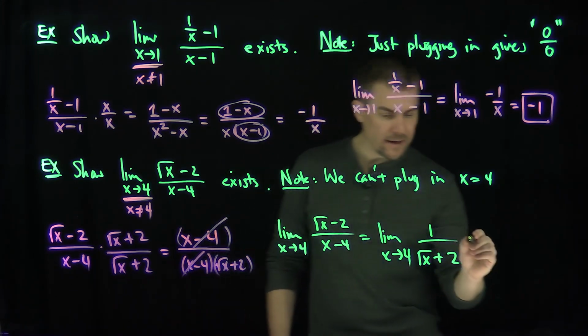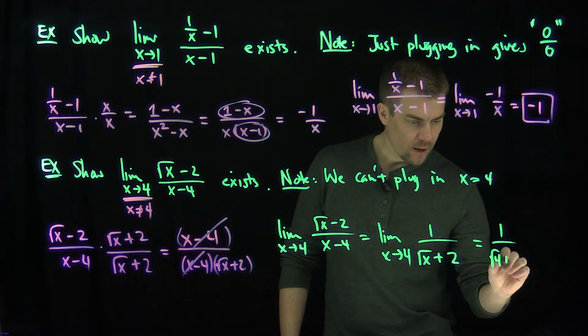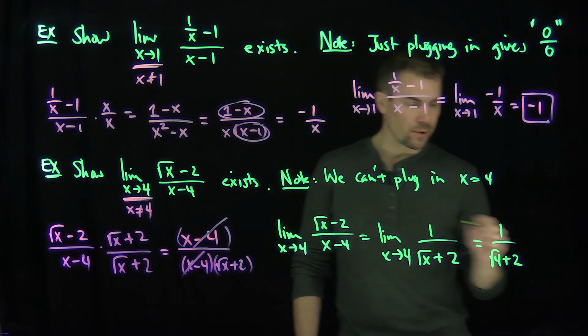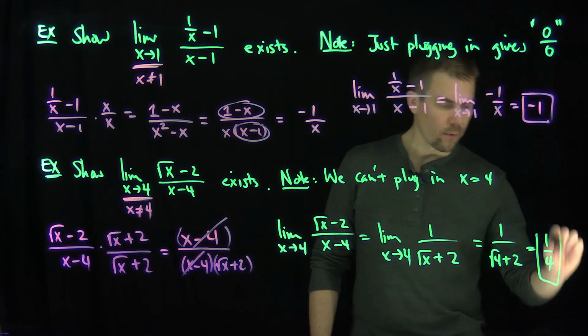And now I can just plug in, and so I'm going to get 1 over the square root of 4 plus 2. Of course, root 4 is equal to 2, so this is going to be 1 over 4. So that is our limit.